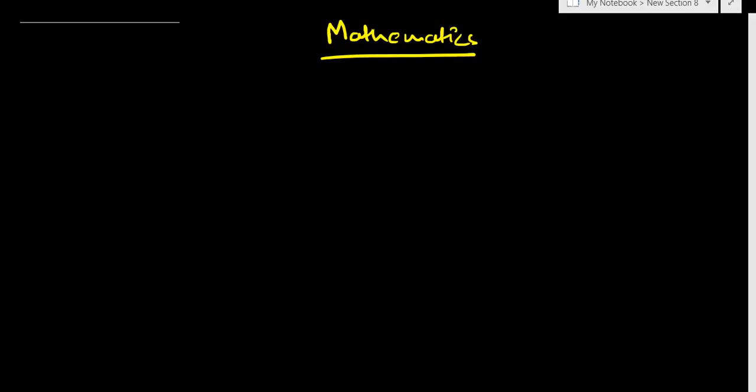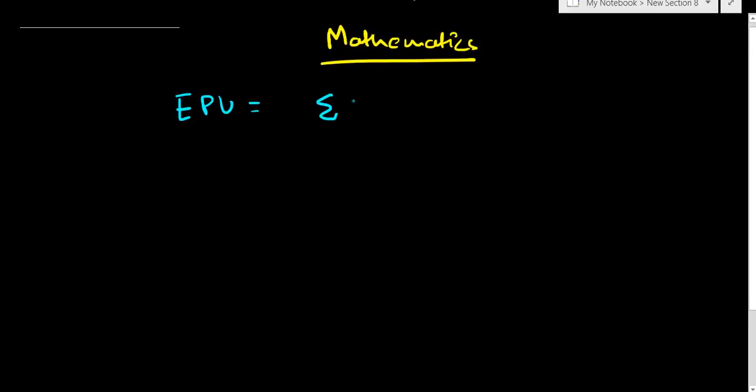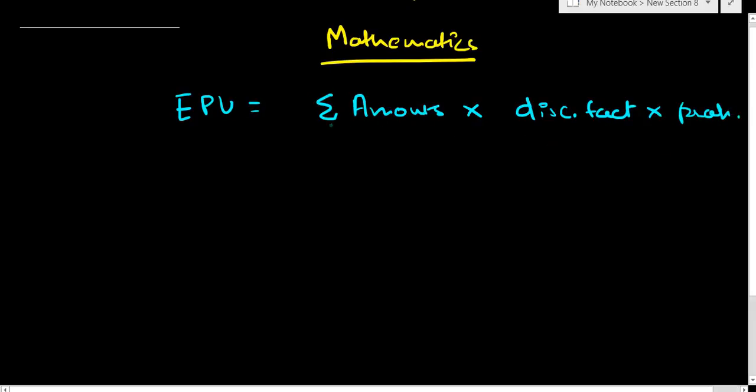So in order to discuss the mathematics of this subject, the first thing we need to know is the expected present value, which is a very important concept in subject CD5. If I talk about a discrete random variable, it is nothing but the sum of amounts into the discounting factor and the probabilities. And these are the first principles.